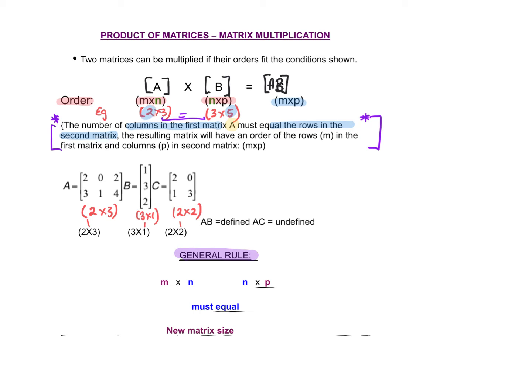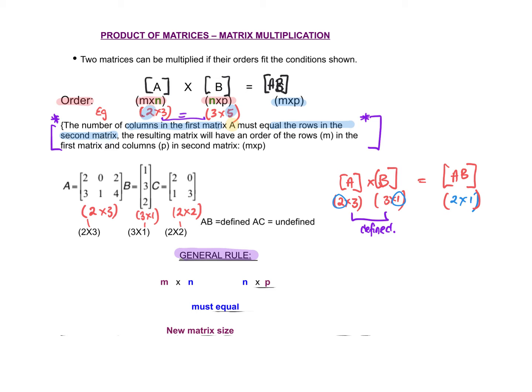Okay, so if we multiplied A by B, that's going to be possible because A is a 2 by 3 and B is a 3 by 1. So it is defined, and we can do it because those two are equal. And when you have AB, the answer is going to have an order of a 2 by 1. The answer will have 2 rows, 1 column.